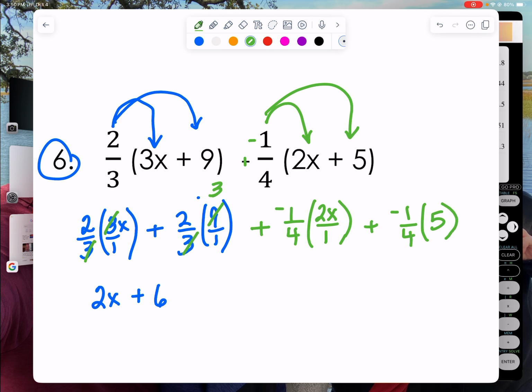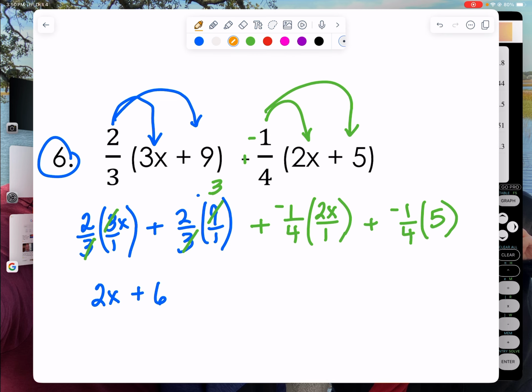Now, none of those cancel, but a little bit cancels on my x. Notice that my negative 1/4 and my 2x, the 4 on the bottom and the 2 on the top, I can cancel that a little bit. 2 goes into 4 2 times. So I would wind up there with what, negative a half x. I can't do anything to that negative 1/4 times 5. So that's going to give me negative 5 over 4.